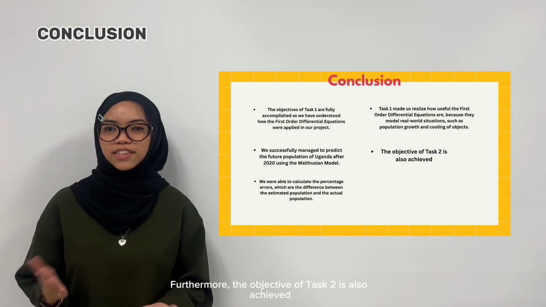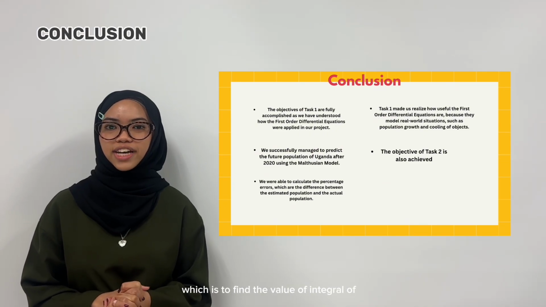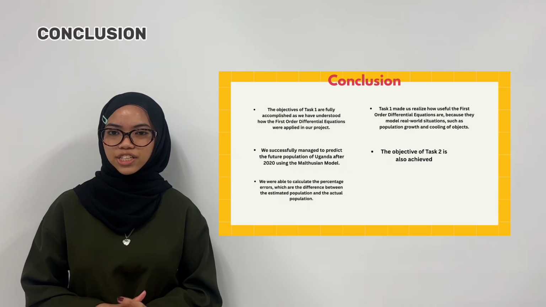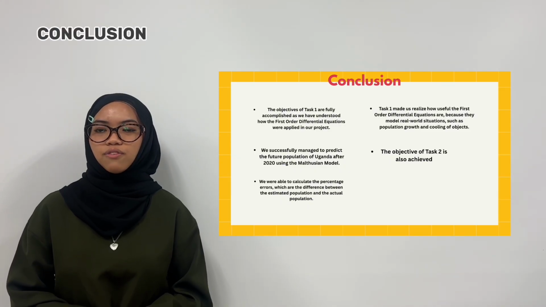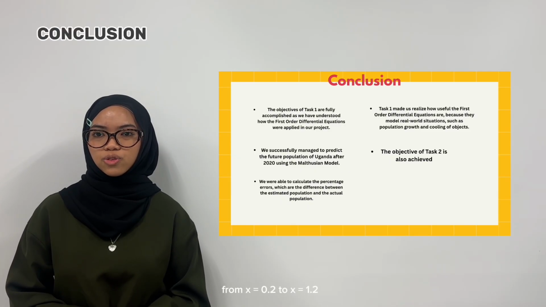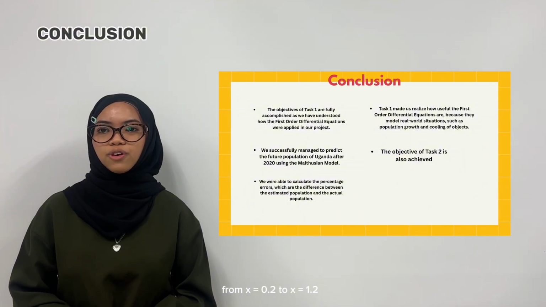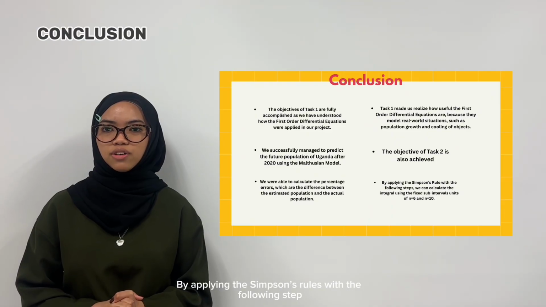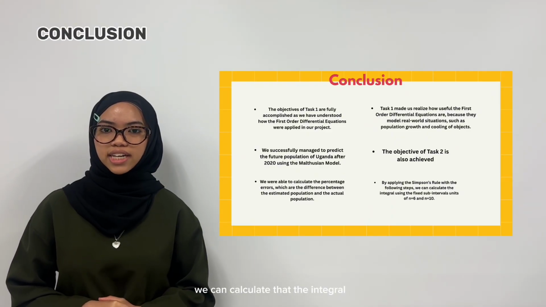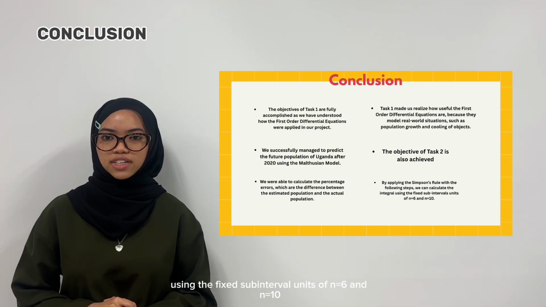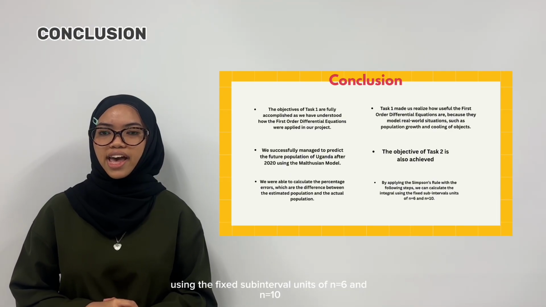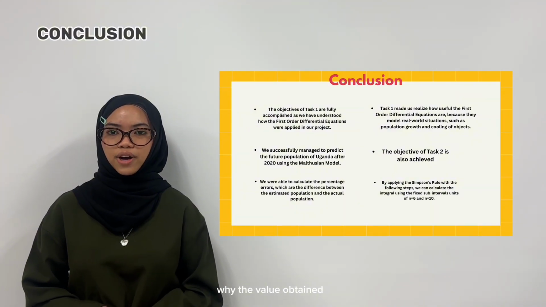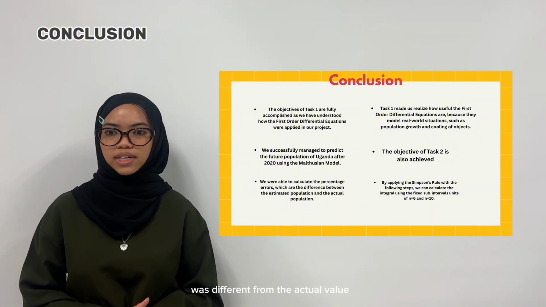Furthermore, the objective of task 2 is also achieved, which is to find the value of the integral of f(x) equal to negative 5x cubed ln sin x squared from x equal to 0.2 to x equal to 1.2 for the 6 and 10 subintervals. By applying Simpson's rule with the following steps, we can conclude the integral using the fixed subinterval units of n equal to 6 and n equal to 10. We also identified the reason why the value obtained was different from the actual value.